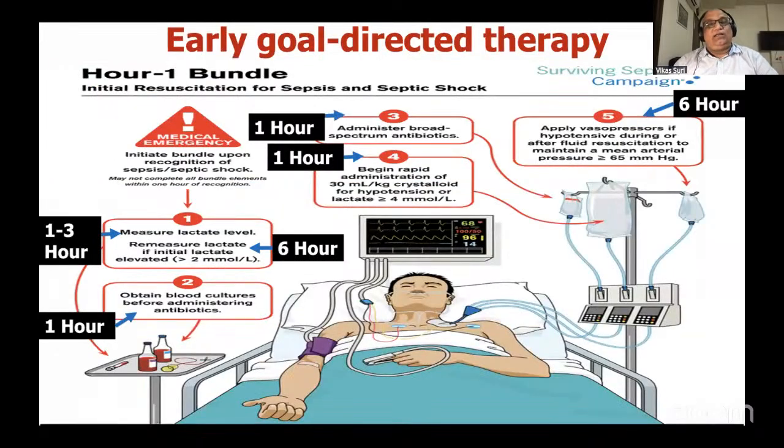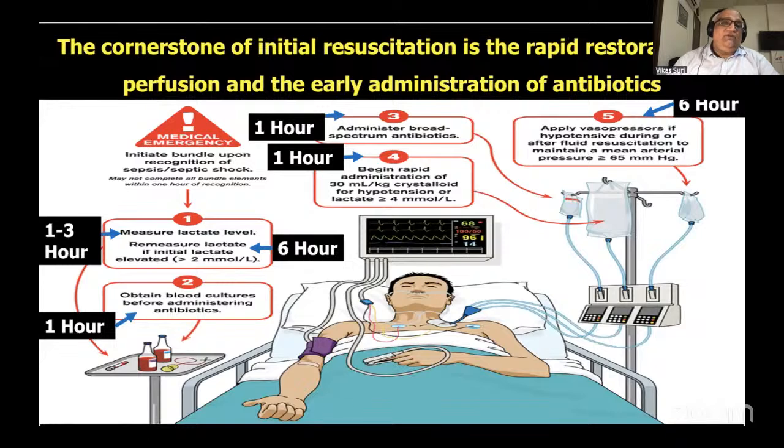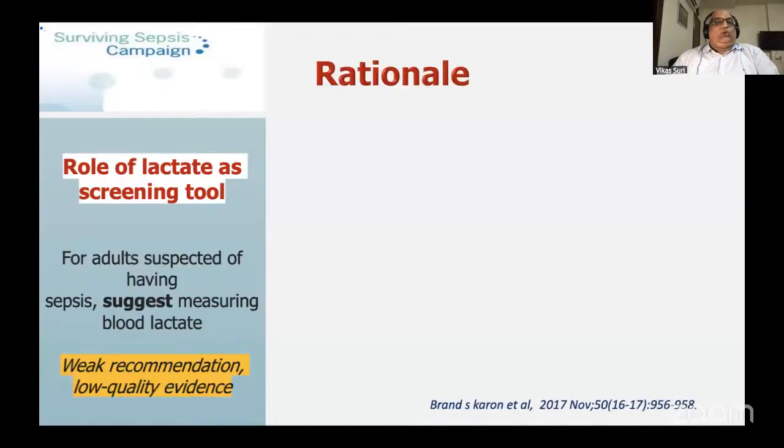Coming to the other 3 bundles, they are the administration of antibiotics, the fluids, and the vasopressors, which we'll be talking about in my later slides. Well, the cornerstone of management of sepsis, if you have to sum it up in one slide, is early institution of antibiotics and IV fluids and vasopressors, that is, the maintenance of an adequate mean arterial pressure. The third recommendation by the Surviving Sepsis Campaign suggests, but does not mandate, measuring lactate as a screening tool for sepsis.